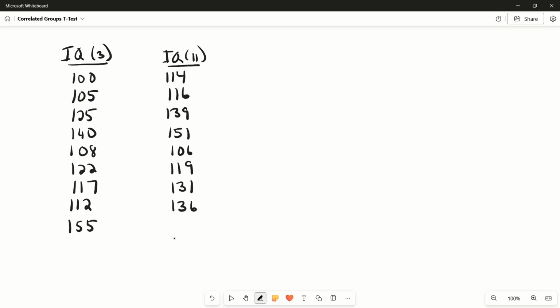This is 135. I'm sorry, I copied this wrong. It's 135, 148. So all I'm doing is copying the two columns: 128, 139, 104, 122, 98, 117.